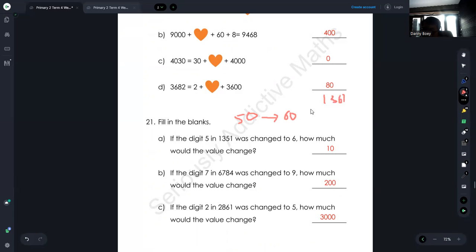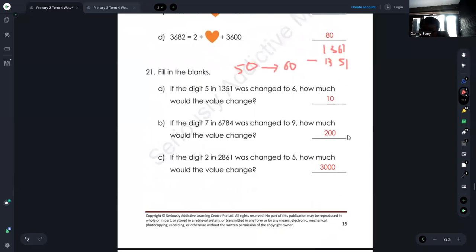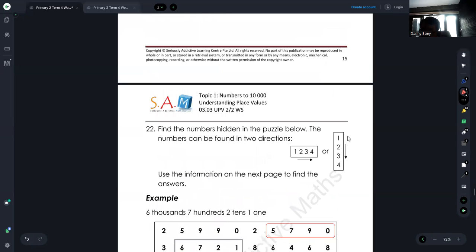They can do that, or they do the longer way: 1,361 minus 1,351. So always show them a possibility of different methods. You can always spend some time to show them the different methods here, because the second book is actually easier.